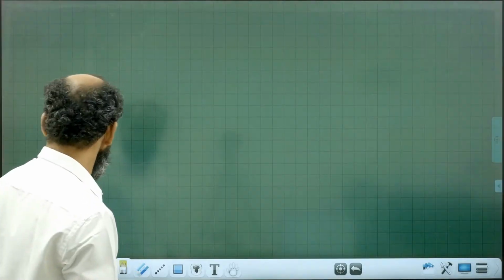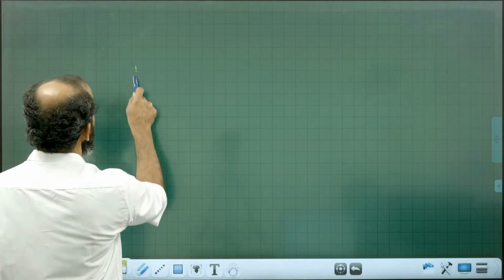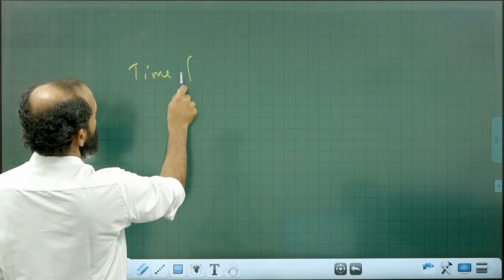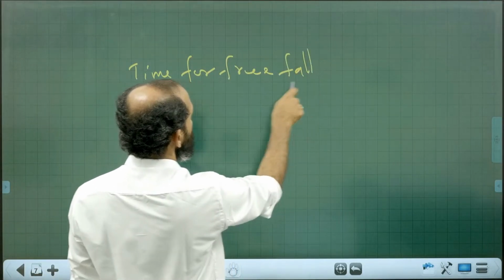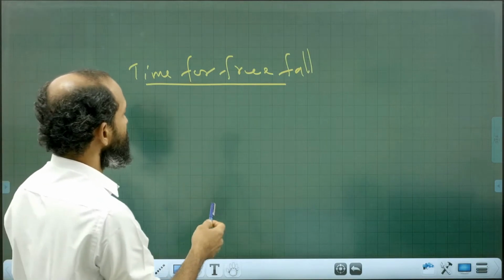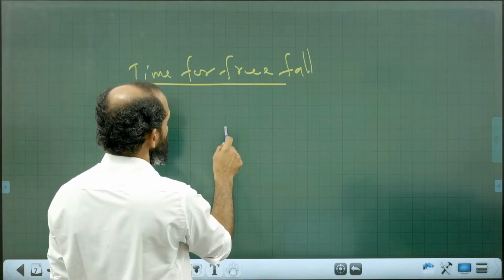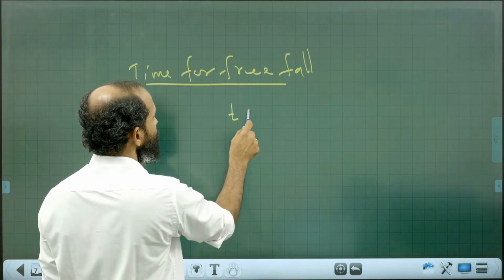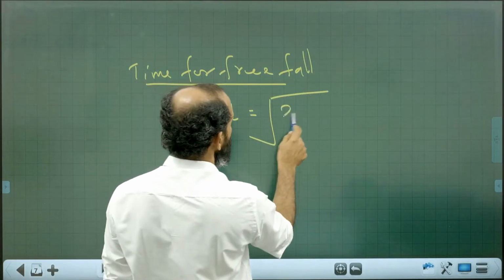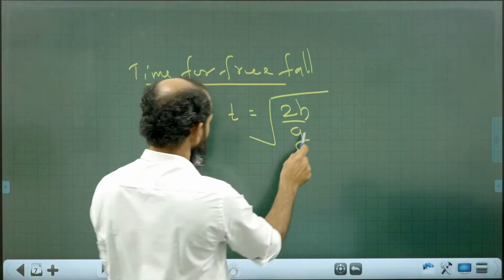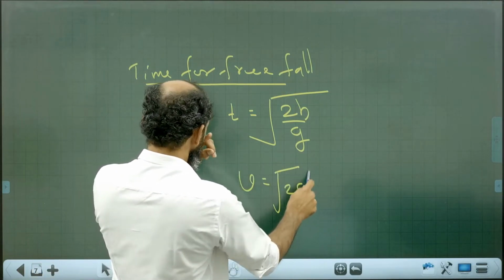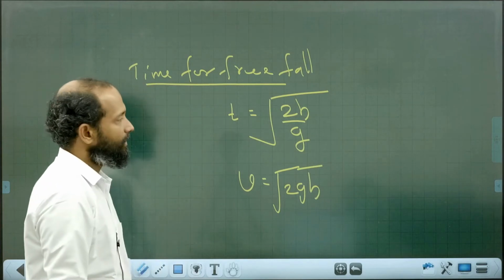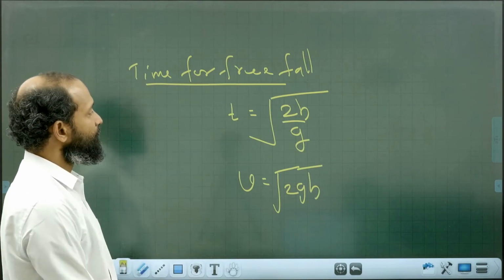A few more exercises. Time for free fall. A body starting from rest, falling from rest, in what time does it reach the ground? If the height is h, the time for free fall is equal to the square root of 2h by g. With what velocity does it touch the ground? Velocity equal to root 2gh. This one is also important. Time for free fall is root of 2h by g.